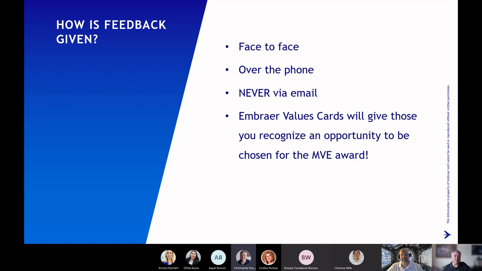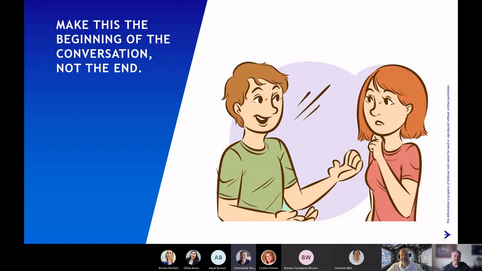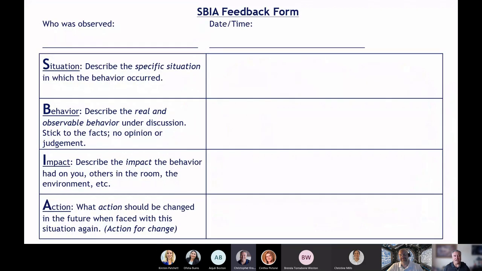And then the last thing I want to share is make this the beginning of a conversation, not just the end of the dialogue. This should be the start of a conversation about that challenge. Make sure you follow up with them and say, hey, we had this challenge before, but how are you doing? So, again, looking towards the future, making sure that that person is progressing and that they're learning from the challenge that they had.